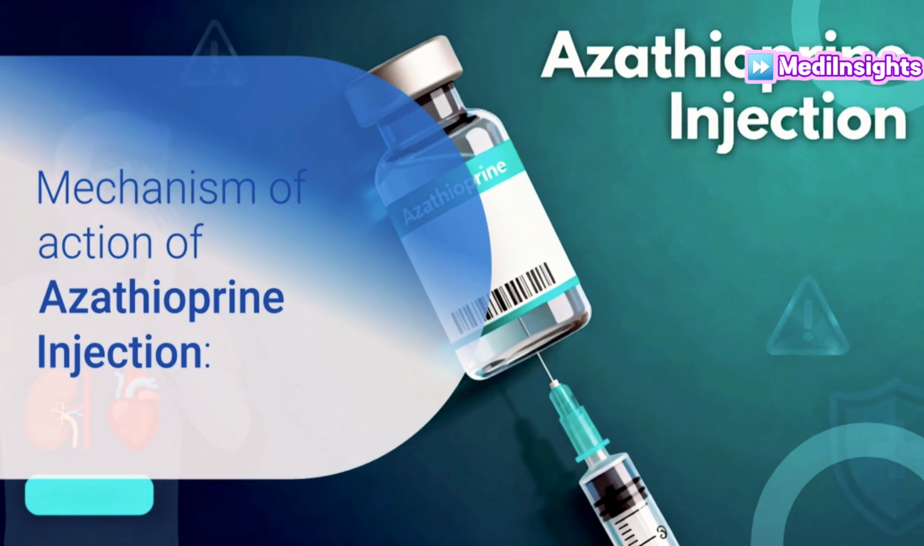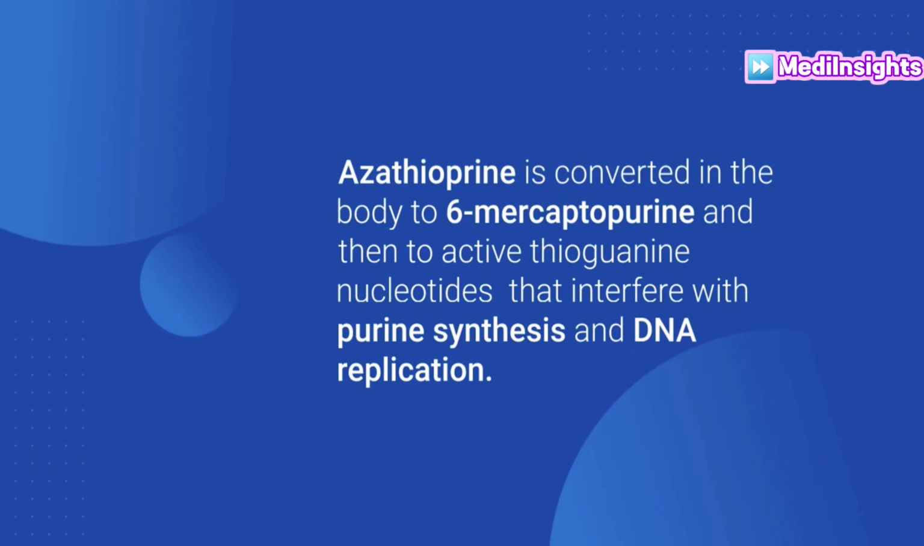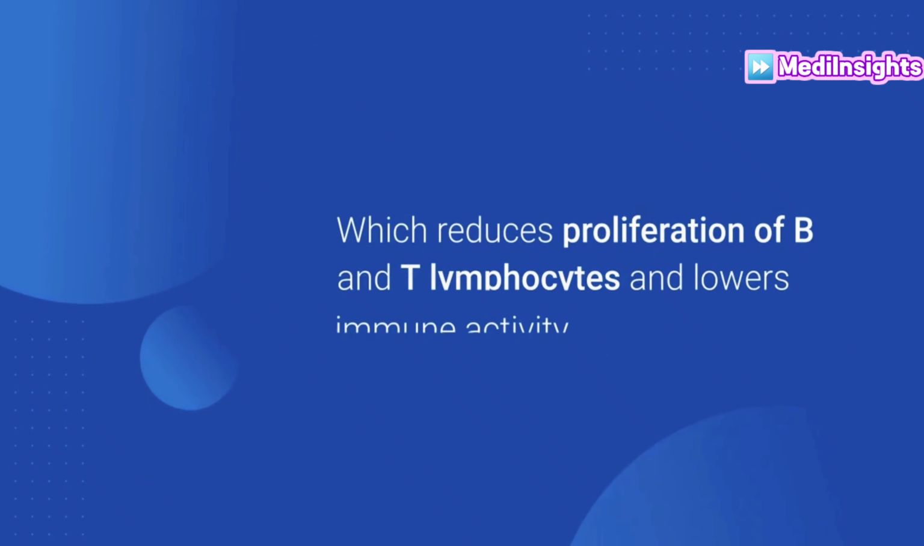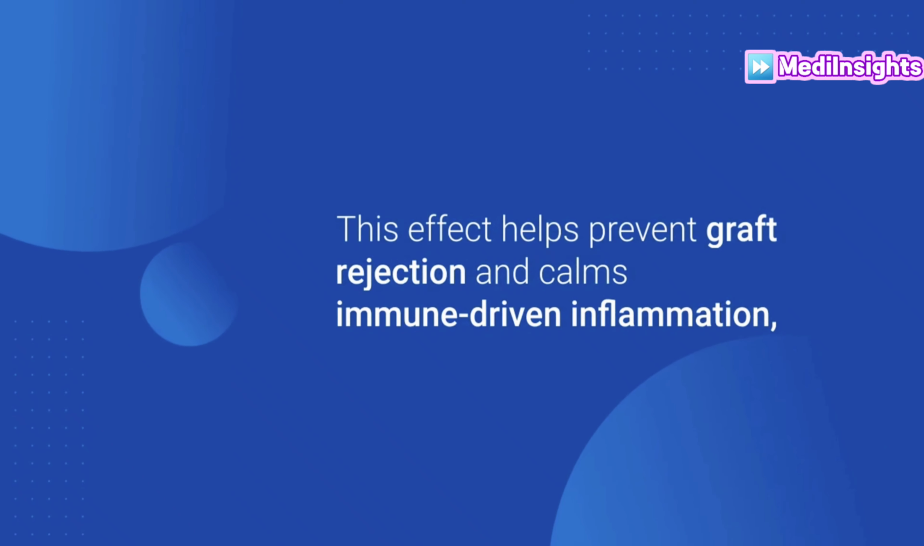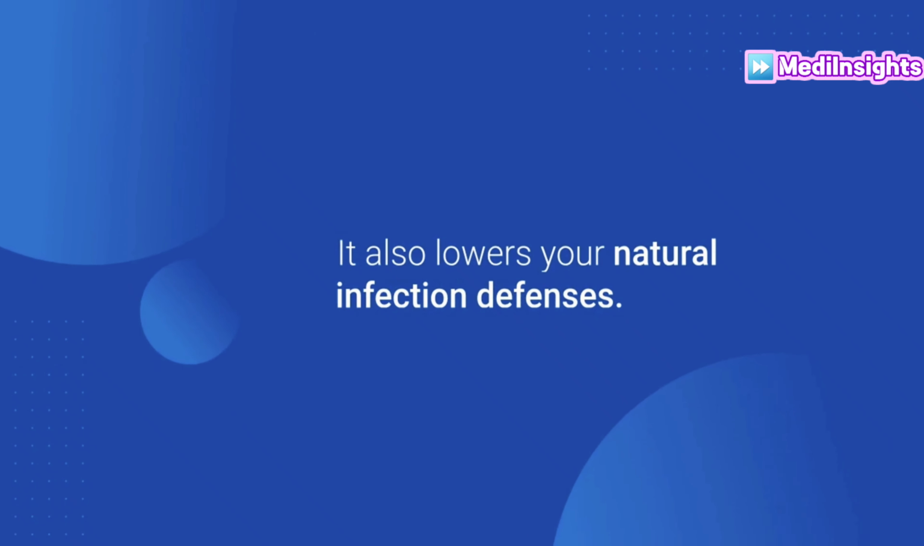Next, mechanism of action of azathioprine injection. Azathioprine is converted in the body to 6-mercaptopurine and then to active thioguanine nucleotides that interfere with purine synthesis and DNA replication, which reduces proliferation of B and T lymphocytes and lowers immune activity. This effect helps prevent graft rejection and calms immune-driven inflammation, but it also lowers your natural infection defenses.